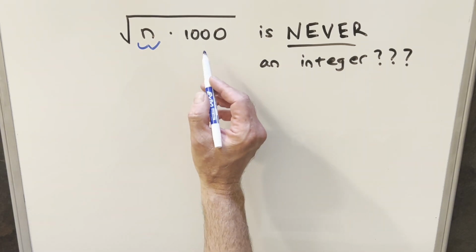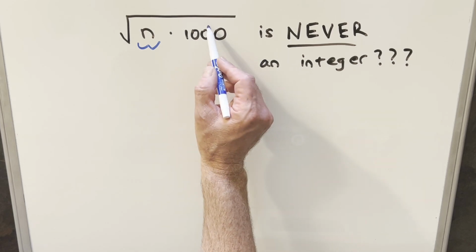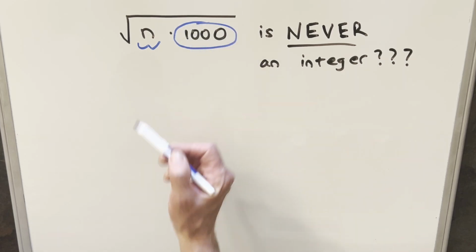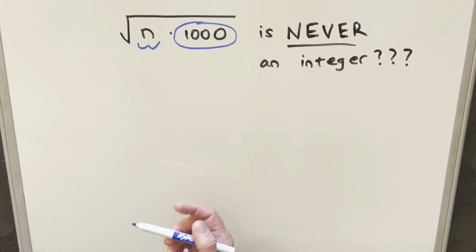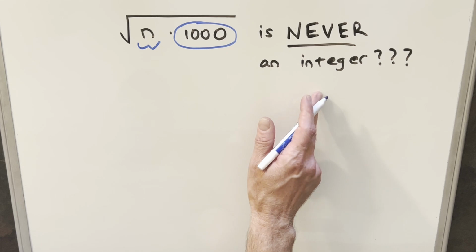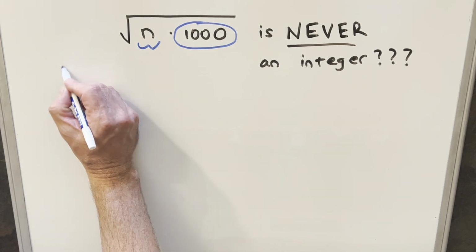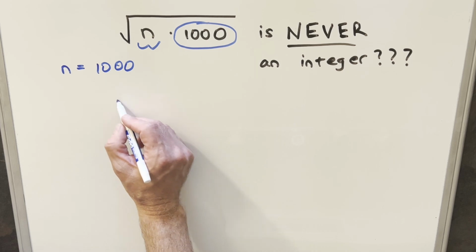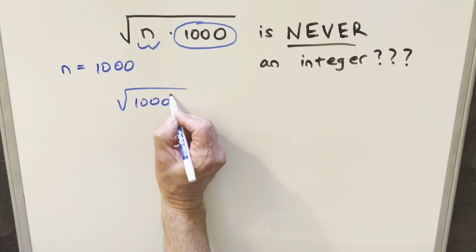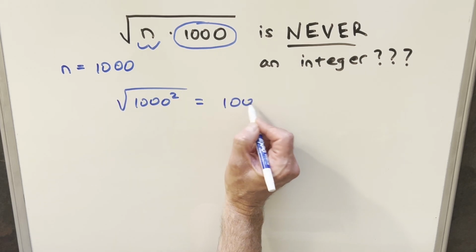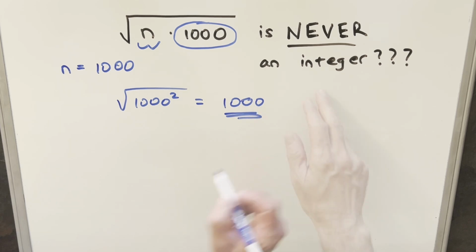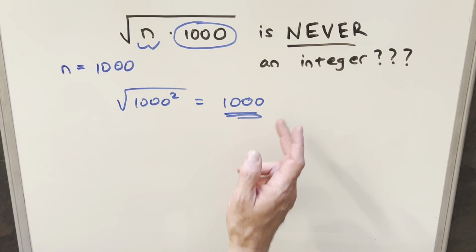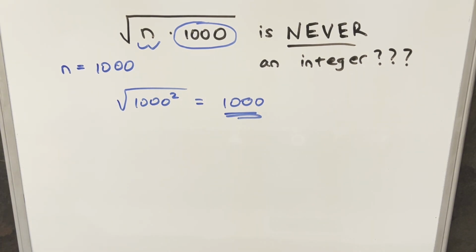Who knows? Now, clearly, one thing that is true here is that the square root of just 1,000 is not an integer. That's going to be a number between 31 and 32. But this general statement that this thing is never an integer is easy to disprove, because all we need to do is make n 1,000, and then we have the square root of 1,000 squared. That's just 1,000, which is an integer.